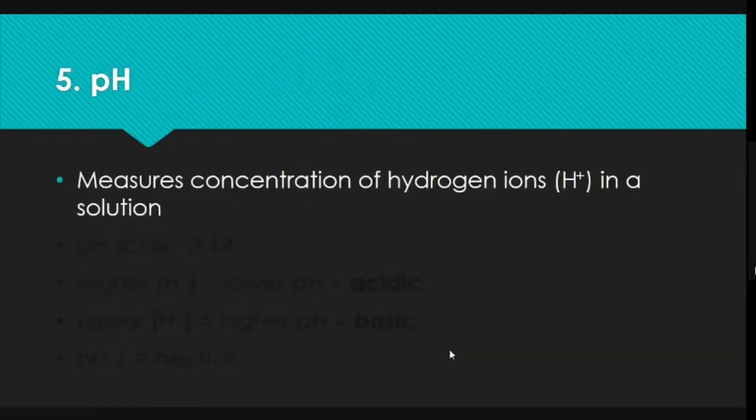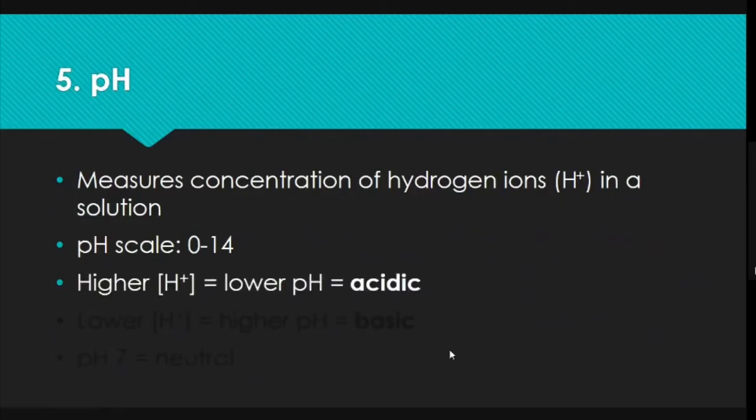Finally, the last topic is pH. pH measures the concentration of hydrogen ions in a solution. It's not technically the measurement of acidity, it's the measurement of hydrogen ions. That's where the name comes from. But as a factor of that, you can figure out the acidity of a substance. The pH scale runs from 0 to 14, with 7 in the middle. The higher the H plus ion concentration, the lower the pH would be. It's an inverse scale. So the lower the pH, the more acidic we consider a substance to be.